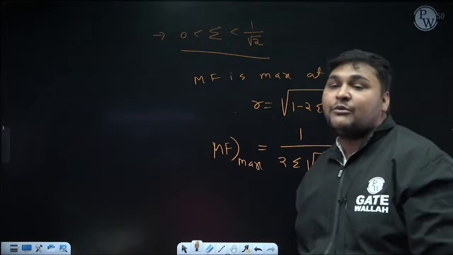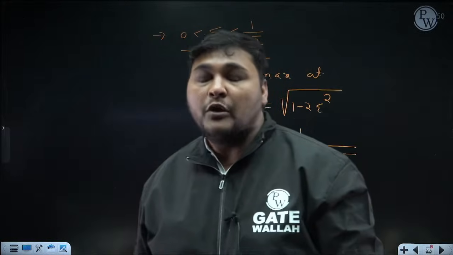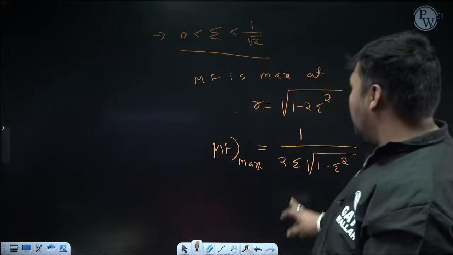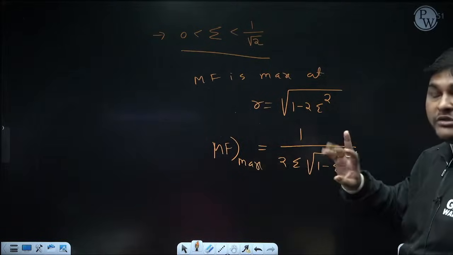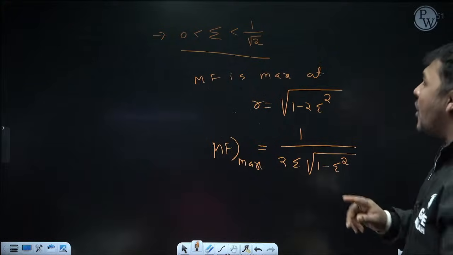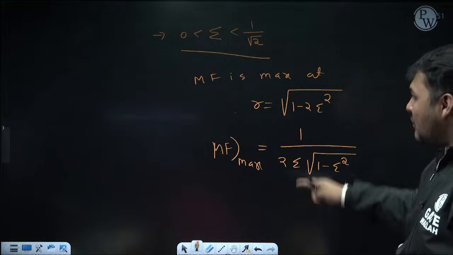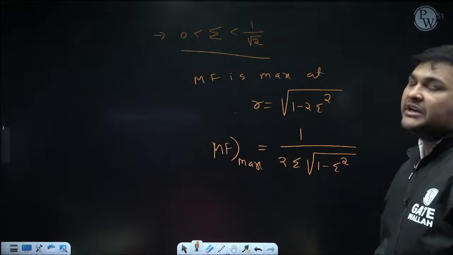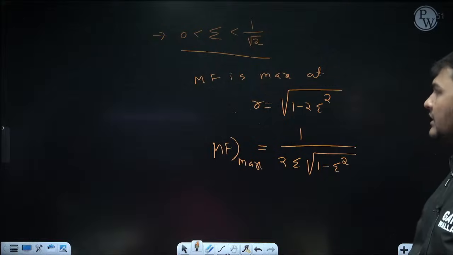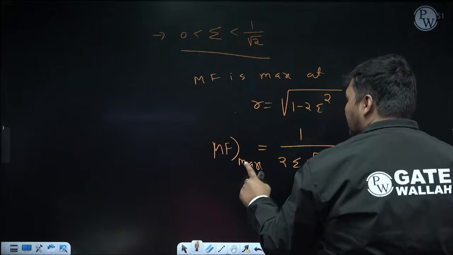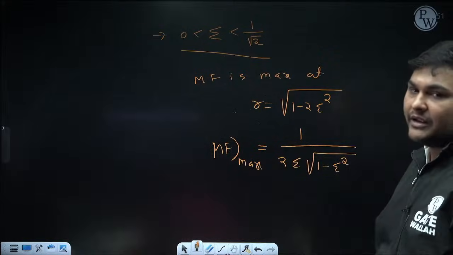But if the exam asks the maximum value of MF for zeta equal to 0.9, don't be in a hurry. Do you put 0.9 here and get the maximum value of MF? No, that is not valid, because 0.9 is greater than 1 by root 2, so it is not in this range. Whatever I am discussing here is only valid for this range. So for this range, MF will be max at this R, and this is the expression to calculate the maximum value of MF. This is for numericals.